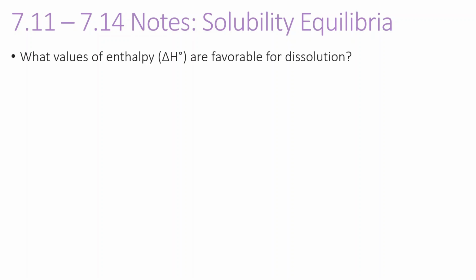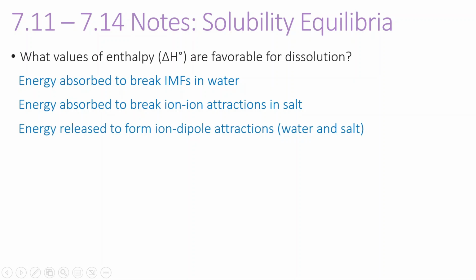What values of enthalpy are favorable for dissolving? So there are energy changes that occur in soluble salts. So first, energy has to be absorbed to break interactions. So the interactions that have to break here are the intermolecular forces between water molecules and the ionic bond, the ion-to-ion attractions present in the salt. And then we're going to release energy as we form ion dipole attractions between the water and salt.